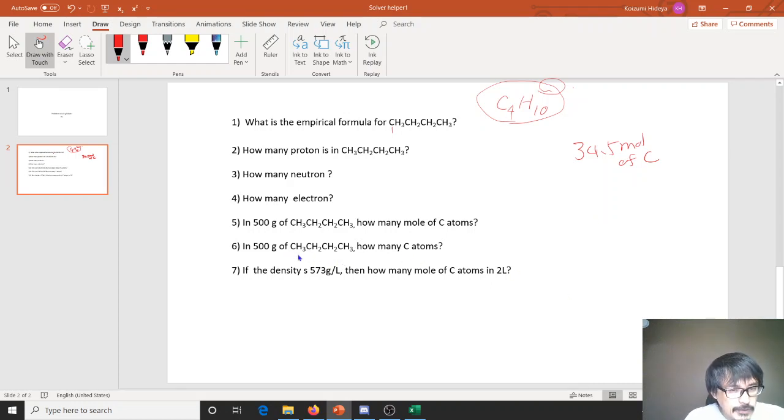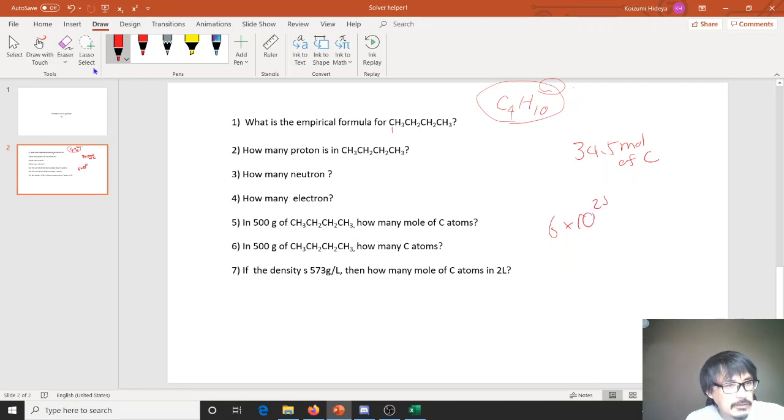So 500 gram of that, how many carbon atoms? So in this particular problem, I didn't say anything about the mole, right? We were talking strictly about number of atoms. So each mole is like a dozen, right? Except it's this number, 6 times 10 to the 23.